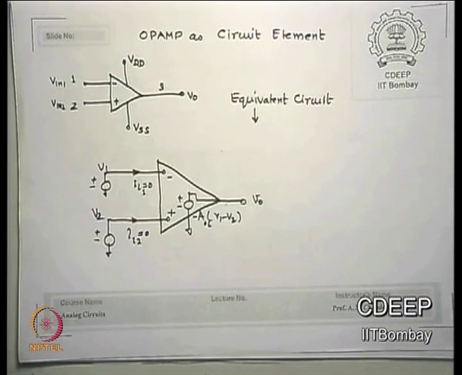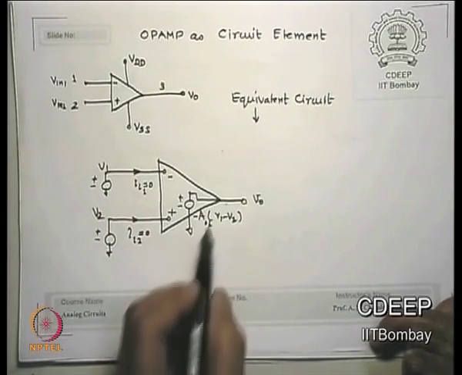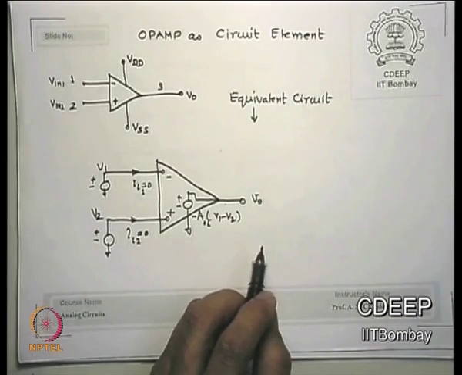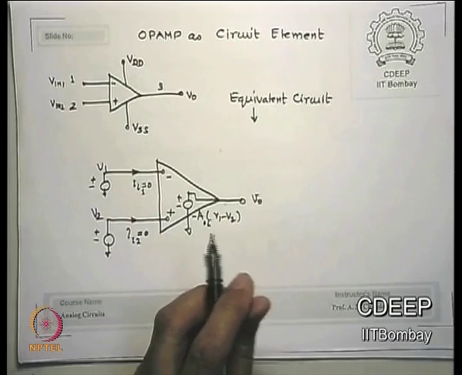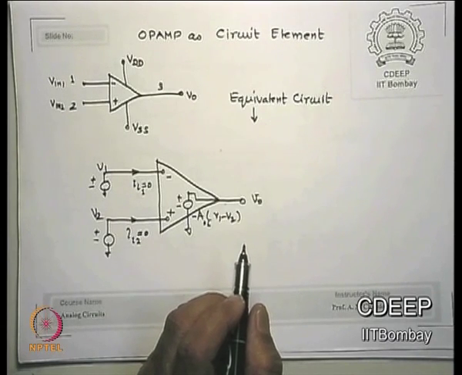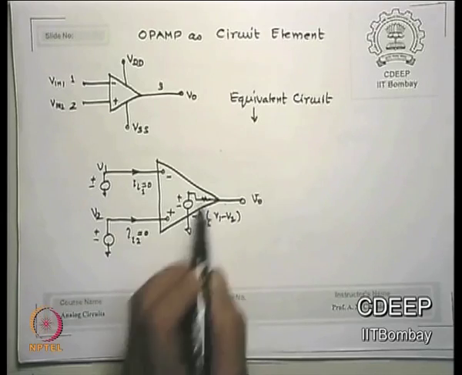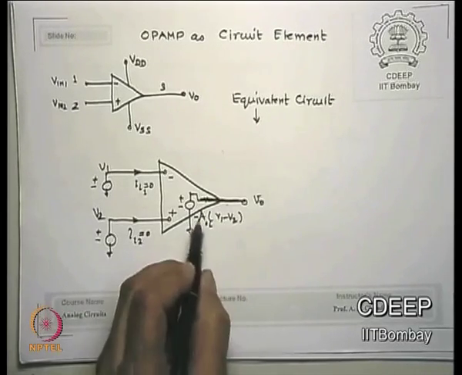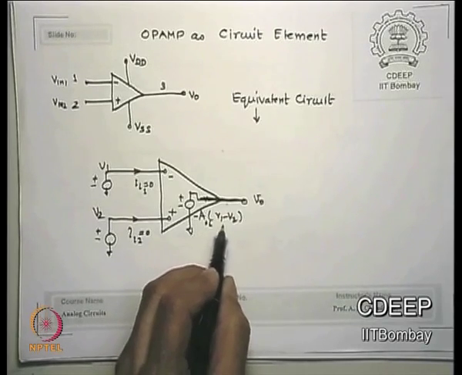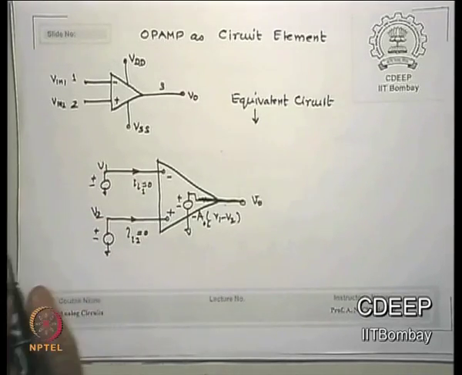Open loop gain. Please remember this is like a diff-amp stage followed by a single stage followed by a buffer. Minus AOL times V1 minus V2 is your V0, is that correct? I am assuming R0 is very low and I am removing it. In a voltage source, where will R0 appear? In a voltage source, where the resistance appears, series or parallel? Series. Since R out is 0 or very small, this resistance is treated as 0. So this is my output terminal. The voltage which appears at the output is minus AOL times V1 minus V2. All that I said, no current enters the minus or plus terminals.